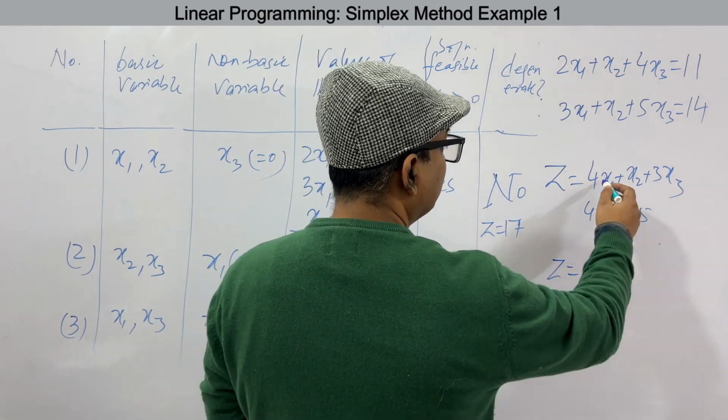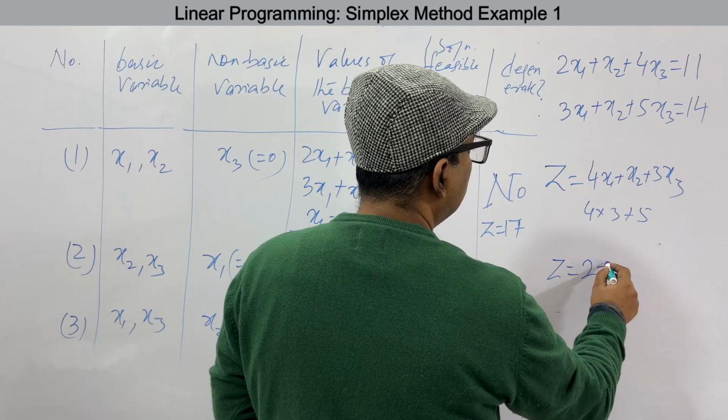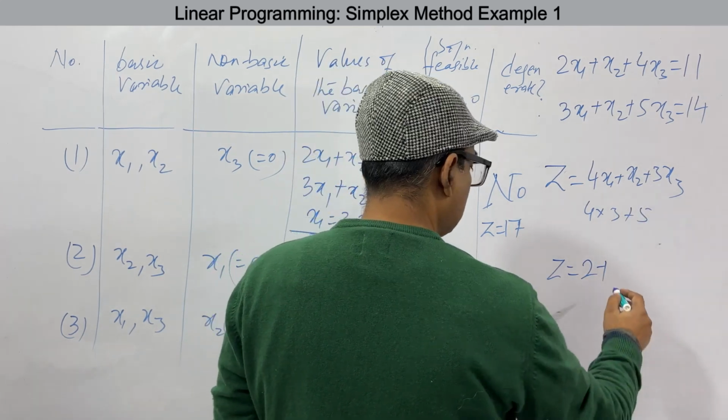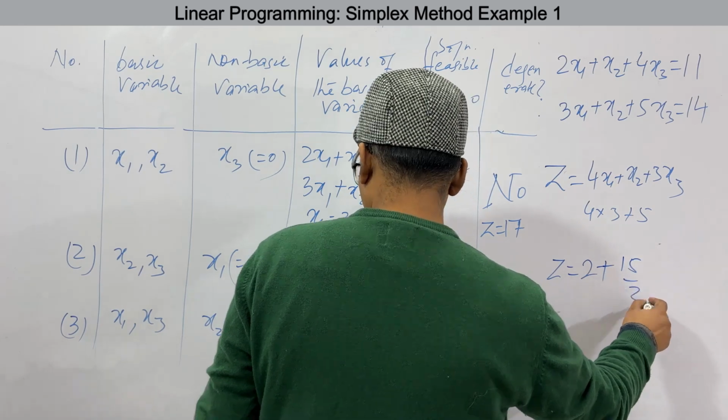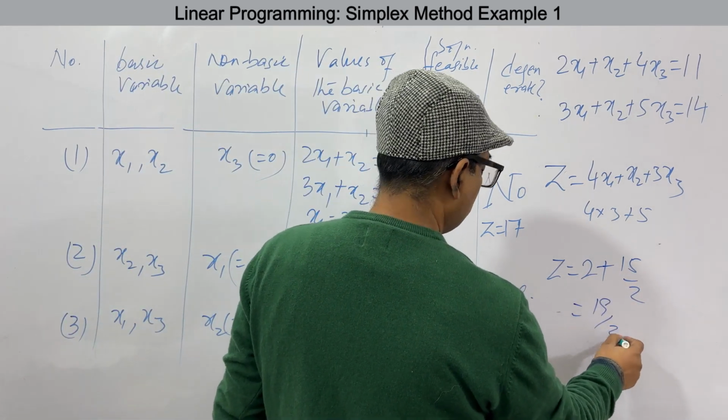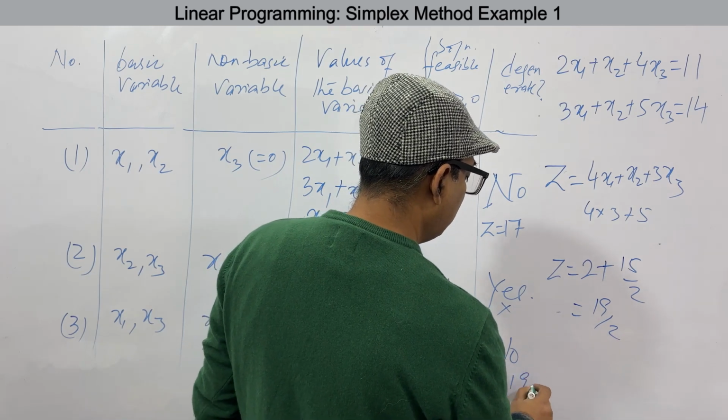So x1 is half. 4 into half, that is 2, plus we have x3. x3 is 3x3. So 3 into 5, that is 15 by 2. See, 3 into 5 by 2. This is 19 by 2. So our z here is 19 by 2.